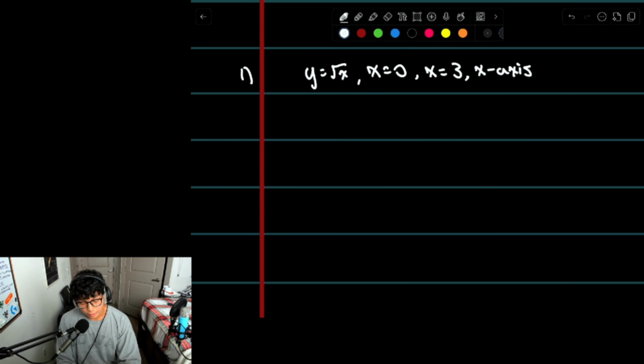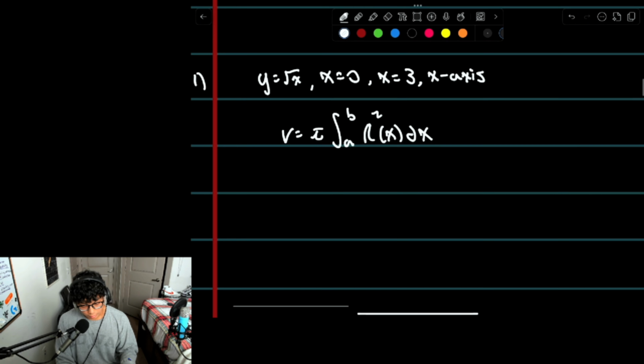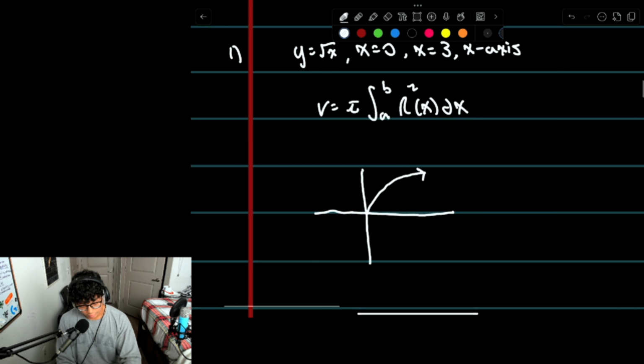And since we know it's rotated about the x-axis, we know our formula will be the volume equals pi times the integration from a to b of our radius of x squared dx. In this case, let's draw a graph first. We know that y equals the square root of x, the graph looks like that, and we are bounded by x equals 0. And let's say 1, 2, 3, this is x equals 3, and yeah, these are our bounds. And this is the area we are looking for.